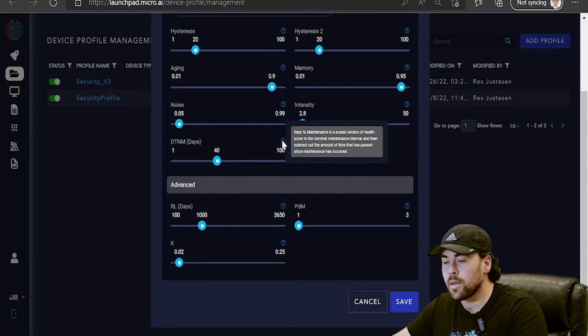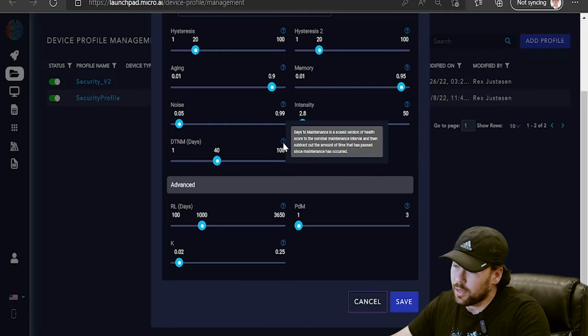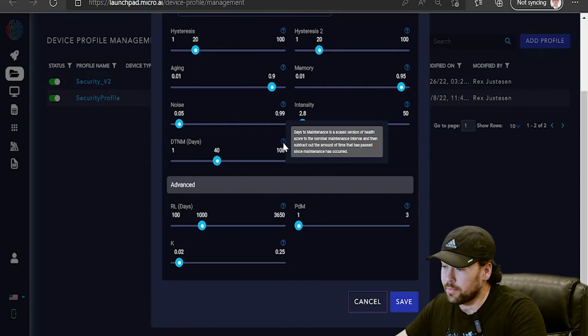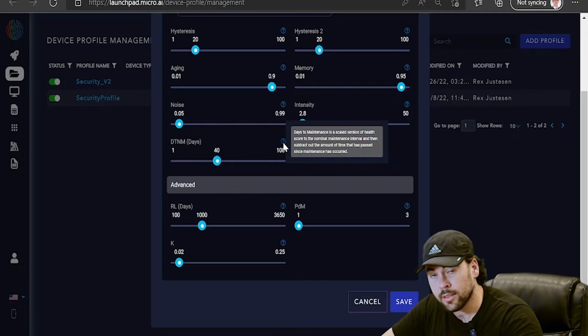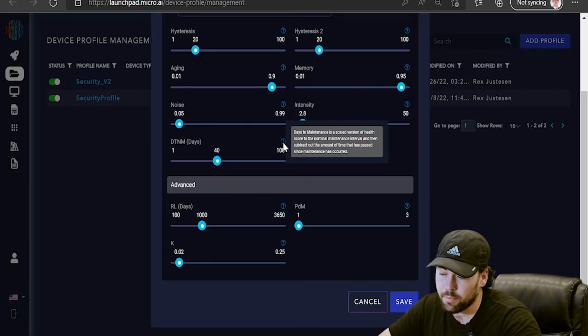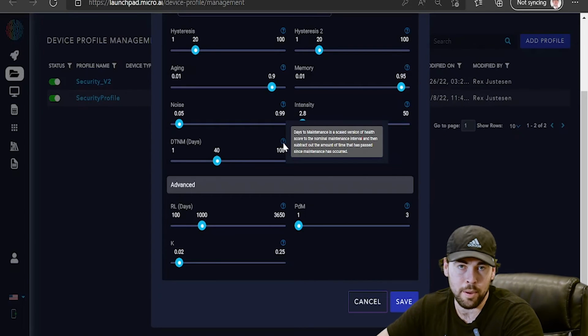Next parameter here is days to next maintenance. This is a more scaled version of the health score that we use. So it's the nominal maintenance interval, and days to maintenance is a scaled version of health score to the normal maintenance interval, and then we subtract out the amount of time that has passed since maintenance has occurred. So if you have a normal maintenance cycle on a device, let's say you check it every 50 days, this is where you would put that number into days to next maintenance. We have it set at 40 days, but you can set it to whatever you want. We recommend setting it to your normal maintenance cycle.